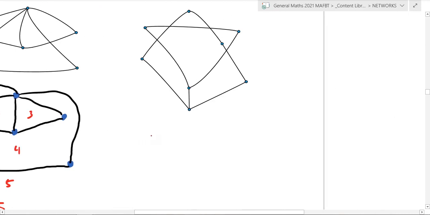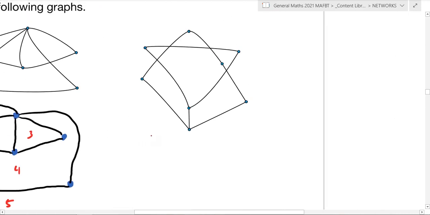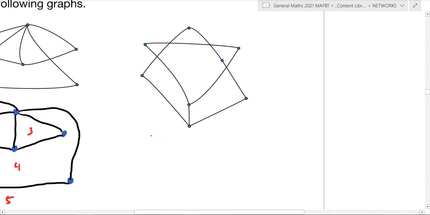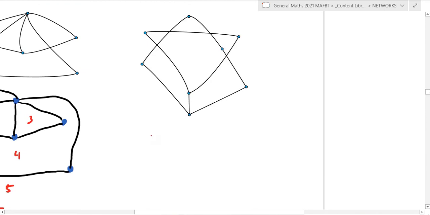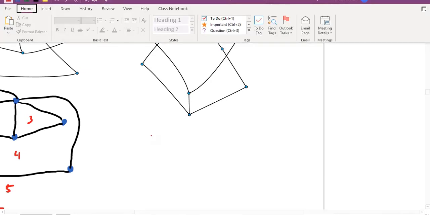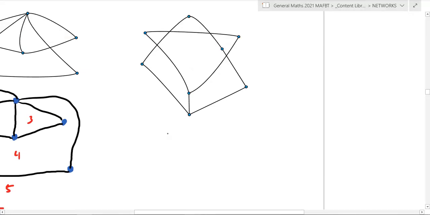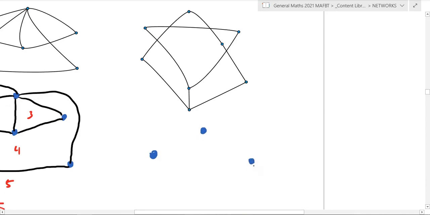Last one right here. This graph here is a bit trickier to do, but again, it can be made planar. So we need to redraw this graph. You'll notice how with most of these graphs, I always start off by doing the vertices, and then I will make the edges last.